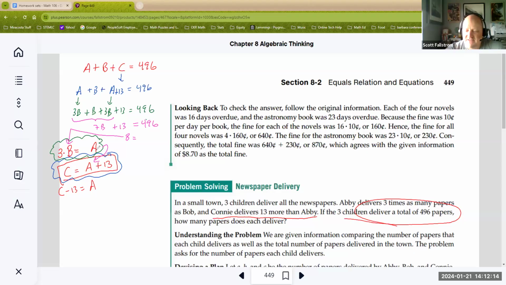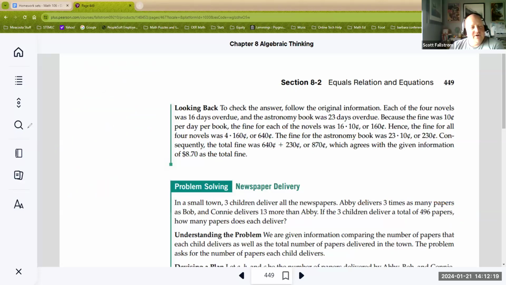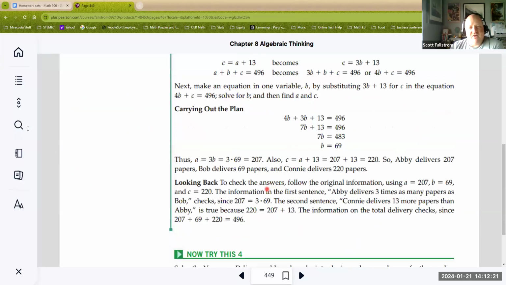So this is the process of thinking that sets math apart from some of the other areas and disciplines. There you go.